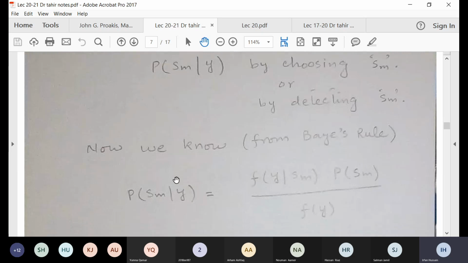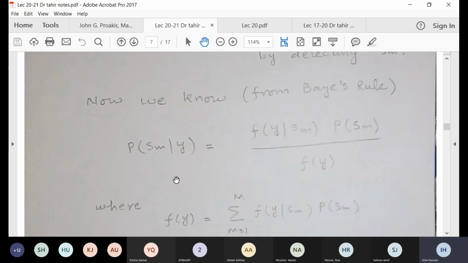Now we know from the Bayes rule, which we have also studied in our earlier lectures, that the probability of Sm given y is equal to f of y given Sm times P of Sm, divided by f of y.